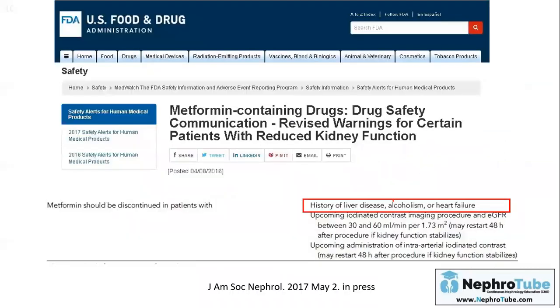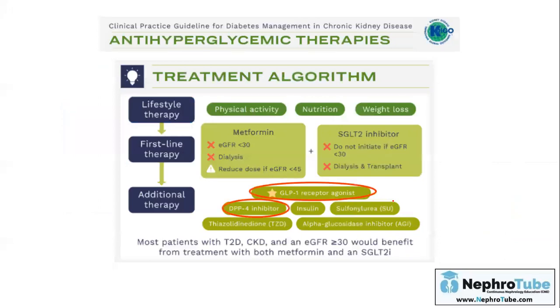extended release form. When to stop metformin, away from the GFR, you have to stop metformin for any patient at risk of acidosis or dehydration. If the patient has a history of liver disease, alcoholism, liver failure, if the patient will take contrast, whatever the shape or the technique of the contrast, and if the patient is in sepsis, if the patient is in dehydration, in all of these situations you have to stop metformin.